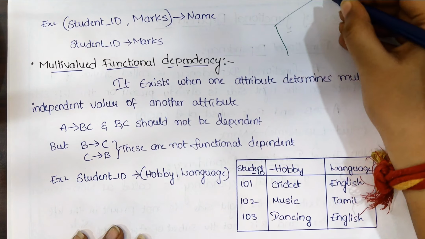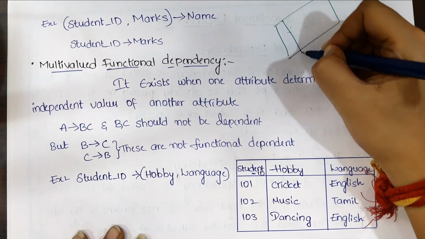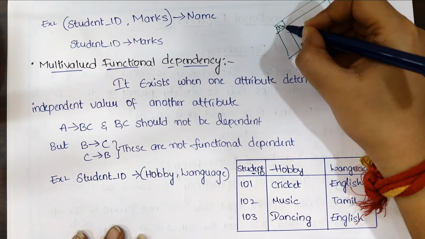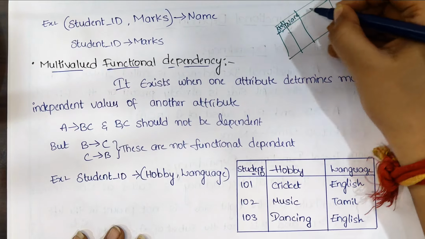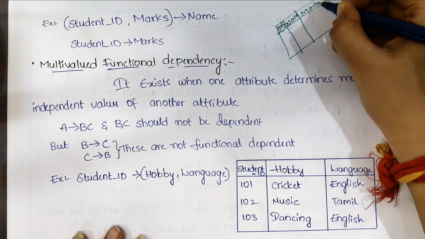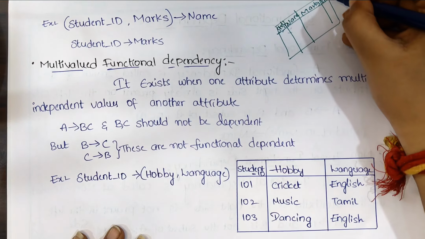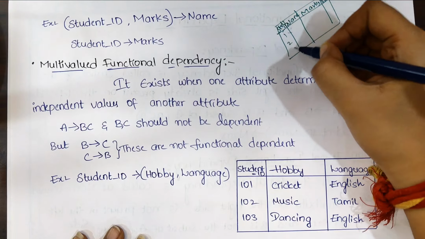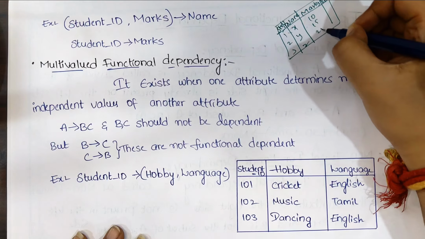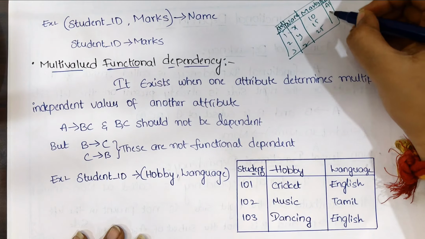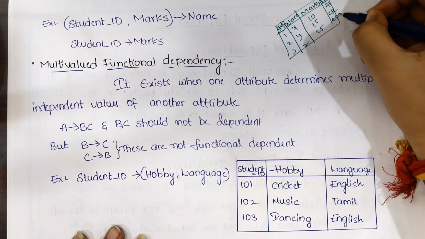Let's consider an example using a table. Here we are having student ID, name, marks, branch. Here 1, 2, 3, name X, Y, Z, marks 10, 15, 25, branch AI, CSE, EEE.